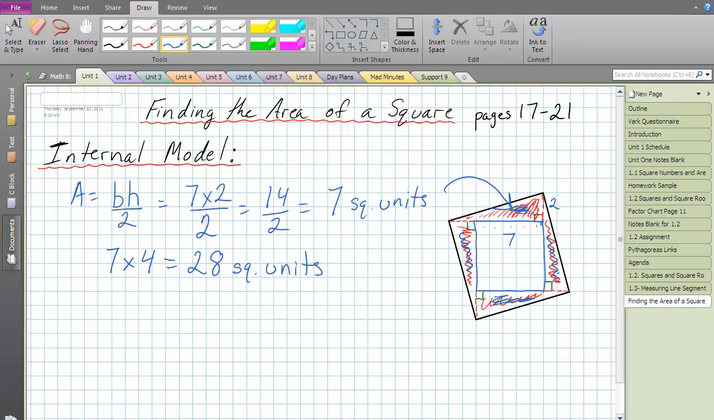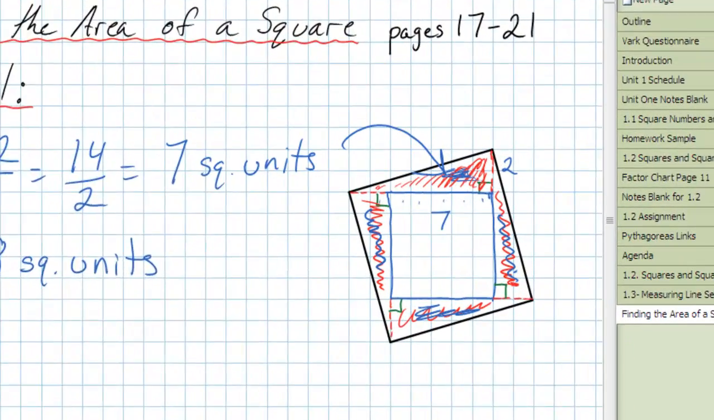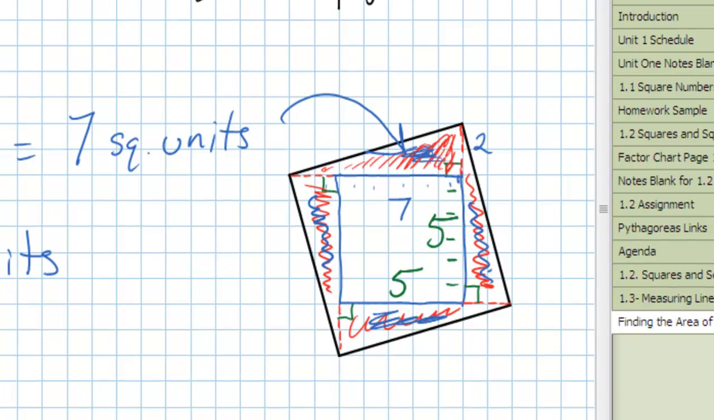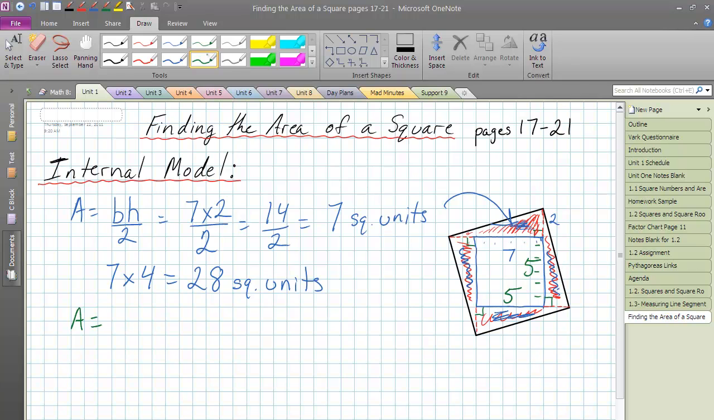All we need to do is find the area of this smaller inside square. And when we take a look at this smaller inside square, I'll just change the color here so we're not going to mistake it for anything. We have 1, 2, 3, 4, 5 units. So it's 5 units by 5 units. And the area of a square is side squared. So we take the side, which is 5, and we square it, which is 25 square units.